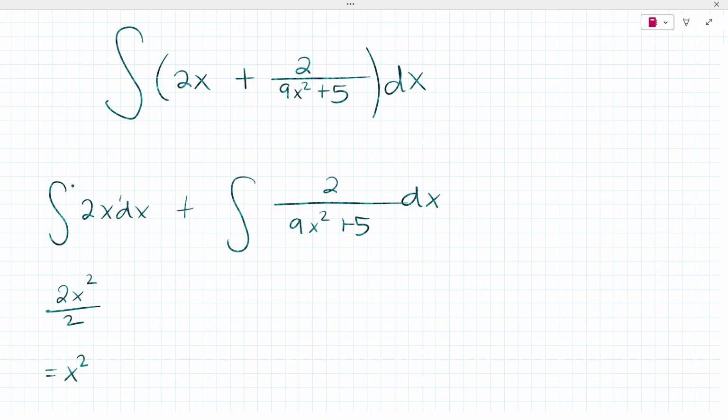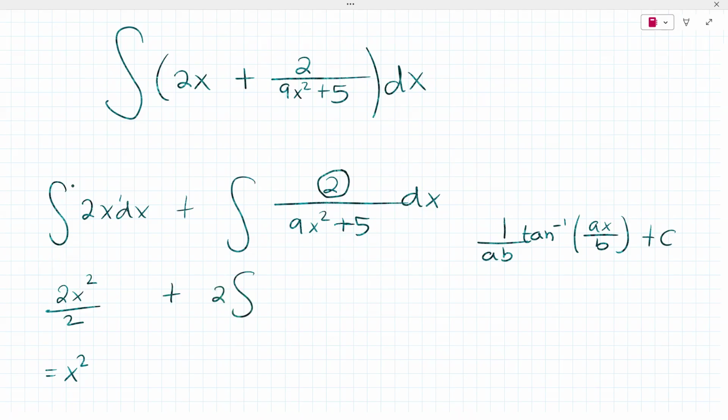For this one, I noticed that in the bottom there's no square root, and there's a plus in the middle. So you're most likely going to use the tan inverse. It's going to be 1 over AB tan inverse of AX over B plus C. So the first step is we've got to get this 2 into a 1, so factor out that 2, and then figure out your A and your B.